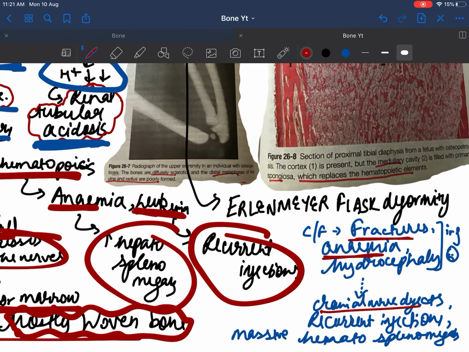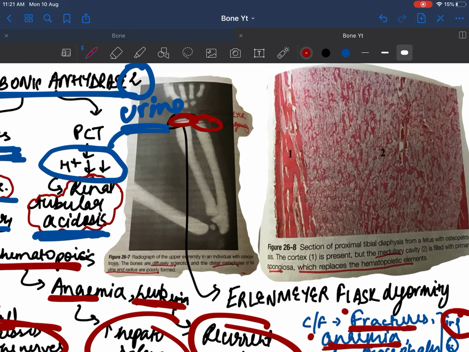Okay, so what are the clinical features? The patient will come with this triad in infancy. The patient will show fractures. He or she may have anemia and hydrocephaly in infancy, and the prognosis is poor. But as the age progresses, if he or she survives, there will be cranial nerve defects due to small neural foramina, and there will be recurrent infections due to pancytopenia, and there will be massive hepatosplenomegaly.